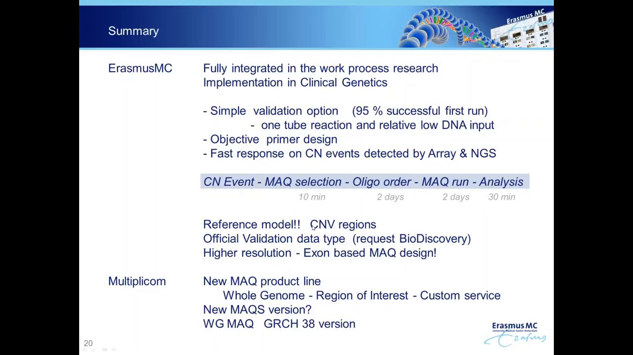The reference model: often we are looking in difficult regions. There are CNV regions under the hood, and you have to be aware that your reference samples should be well chosen and that there are enough of them. So we are working at this moment on pooled DNAs, and so far this works well. As I mentioned, I misused the software types of BioDiscovery to present the MAQ data. I know that BioDiscovery will pick this up, and I hope in the next version we will have an official validation data type available.